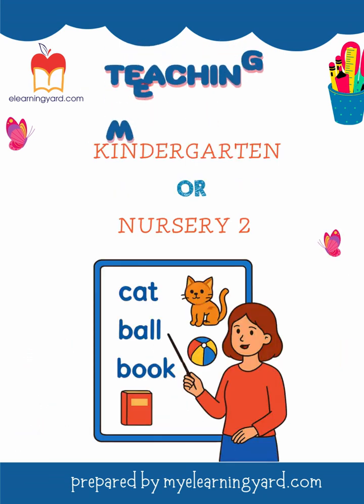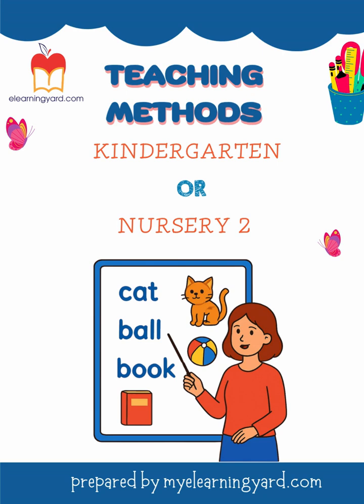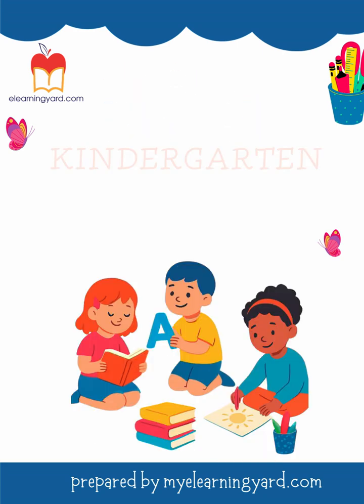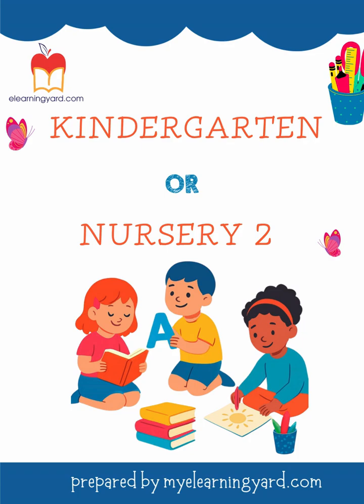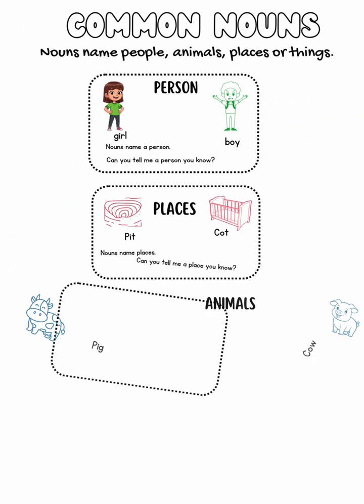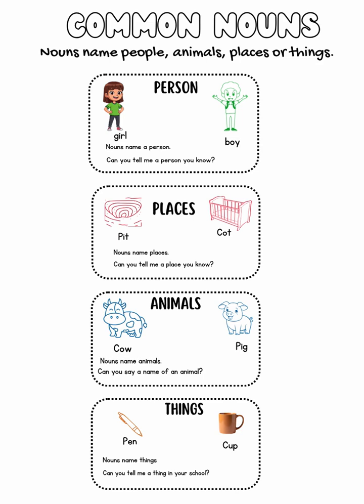We'll show you exactly how to lead your class on a fun trip through the Common Nouns worksheet. This worksheet is for kindergarten and nursery 2 levels. Introduce the 4 pillars of nouns: person, place, animal, and thing.